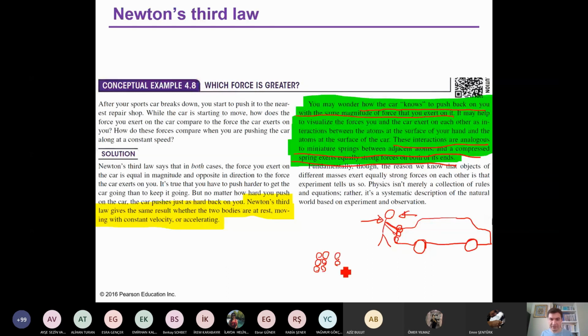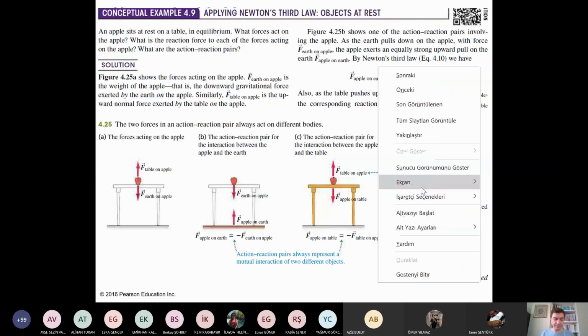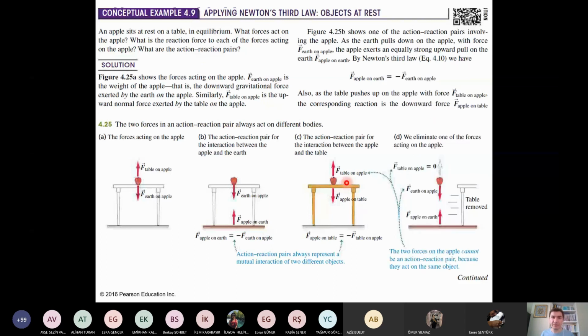So when you touch the car, you can consider that there are springs between the atoms, and when you apply a force in this direction, this will apply a back force with the same magnitude and opposite direction. This is explained here, just to visualize the forces. Any question here? Okay, then let me continue with another conceptual example from the book, applying Newton's third law, objects at rest.